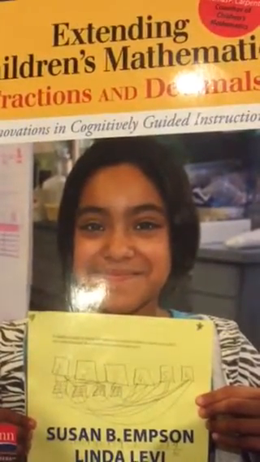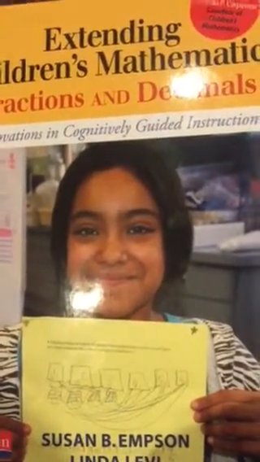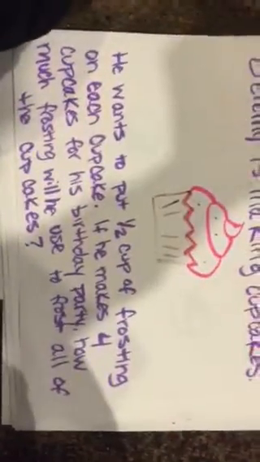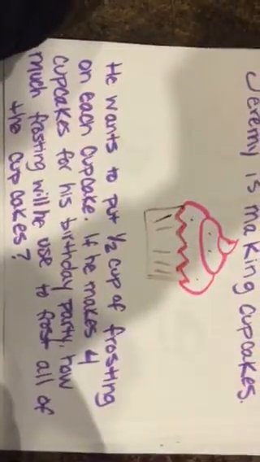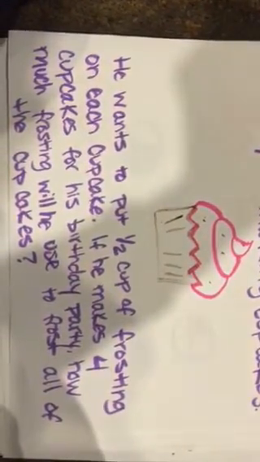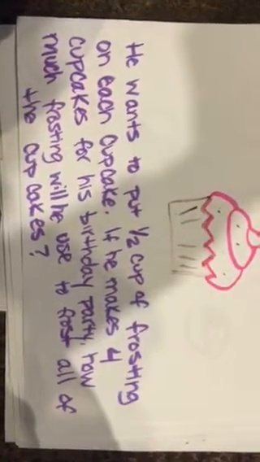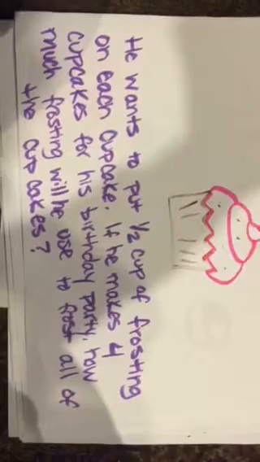In Chapter 1, we explore equal sharing problems and guidelines for introducing them. Equal sharing problems present the children with a challenge they can probably relate to real life, dividing food equally among several people. Problems such as this: Jeremy is making cupcakes. He wants to put half a cup of frosting on each cupcake. If he makes 4 cupcakes for his birthday party, how much frosting will he use to frost all of the cupcakes? Play on children's understanding of sharing and partitioning to guide them toward the concept of fractions.